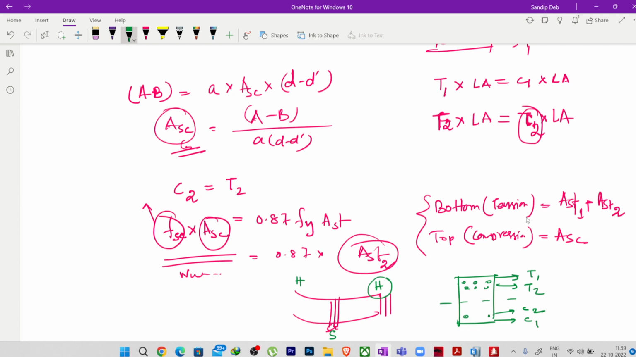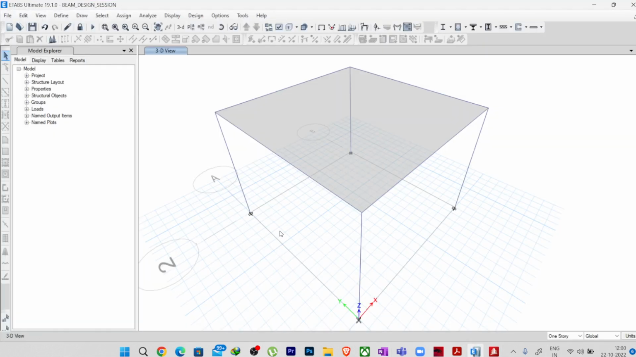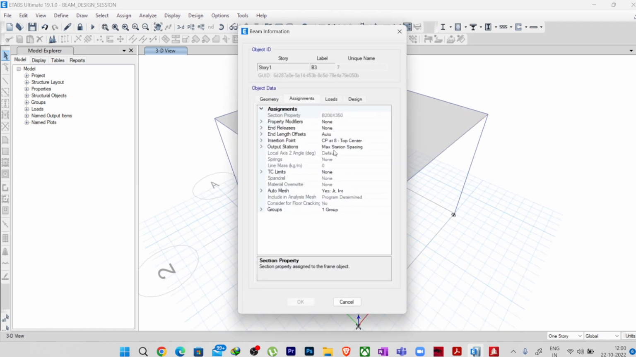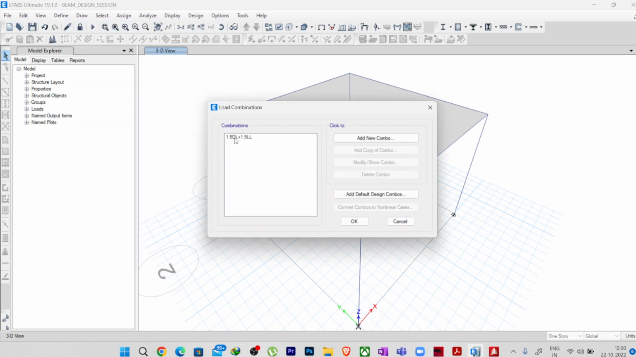Okay. So now if I jump into ETABS software, you will see that the software is performing the same process here. So here the beam size I have taken is 200 by 350. Why 200 by 350? This column to column distance is 4000, meaning 4 meters. So considering L by 12, it is coming to 333, so I have considered it as 350. Okay, now I have assigned dead loads and live loads here, and I have created the load combination, which is 1.5 dead load plus 1.5 live load.